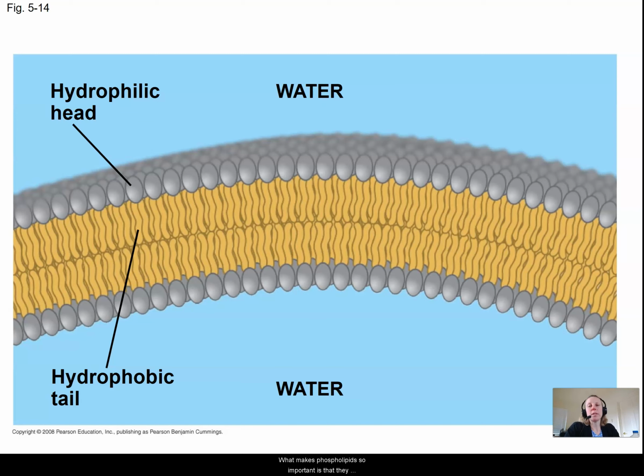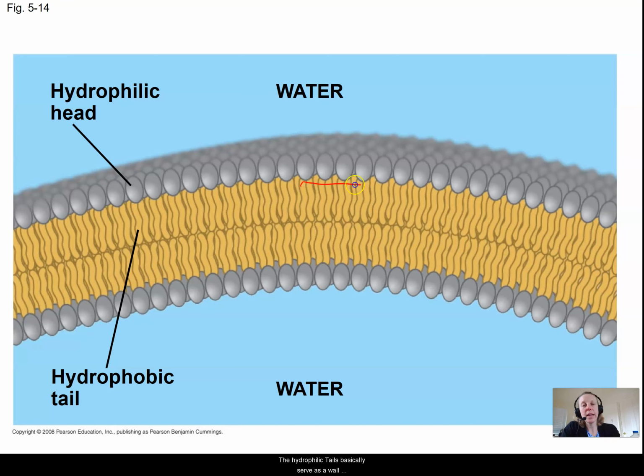What makes phospholipids so important is that they make these phospholipid membranes. These membranes can occur because the hydrophilic heads go towards the outside of the membrane and the hydrophobic tails point in towards the middle. So the hydrophobic tails are excluded from water and the hydrophilic heads are interacting with water. That allows the cell to create a border or a boundary.